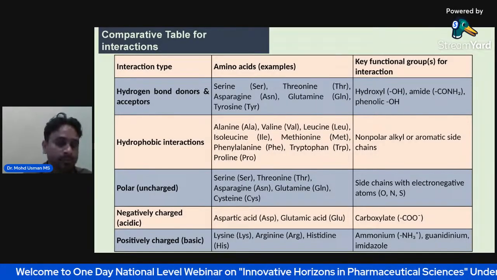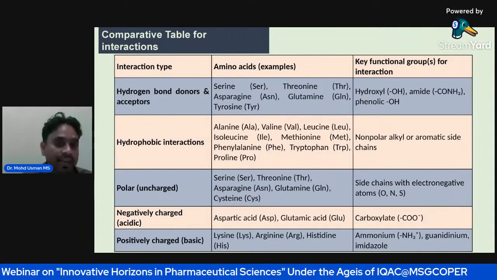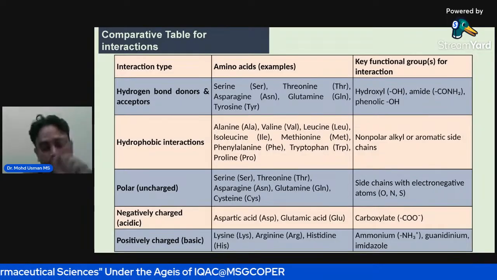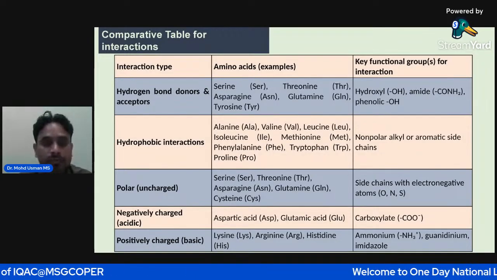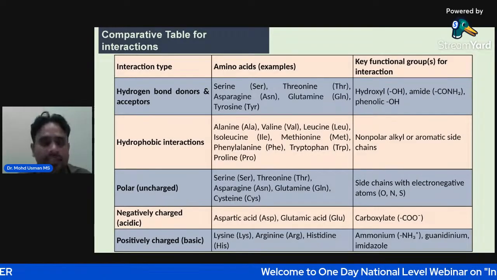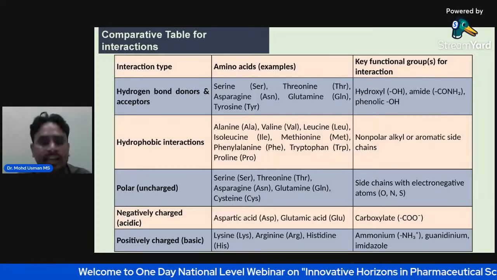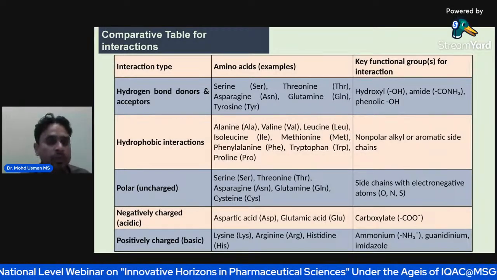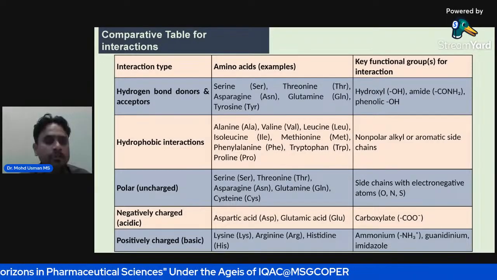Okay, then polar uncharged means it should not get protonated. If it is OH, then it should stay OH. There should not be any charge, either positive or negative. So polar uncharged: serine, threonine, which contain OH and NH2, and cysteine with the SH sulfur group. These amino acids may show polar interaction with the drug molecule.